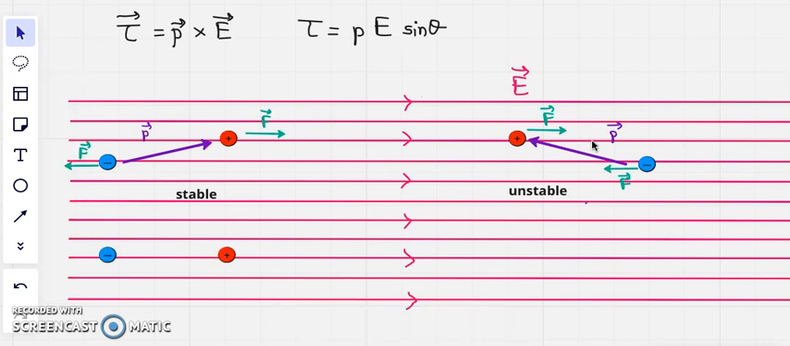To answer part C, we look at the dipole's own electric field. Now, the pink electric field in the picture is the external electric field. It has nothing to do with the dipole. Now, the dipole itself also creates an electric field. The electric field of the dipole will point from the positive charge towards the negative charge, like so.